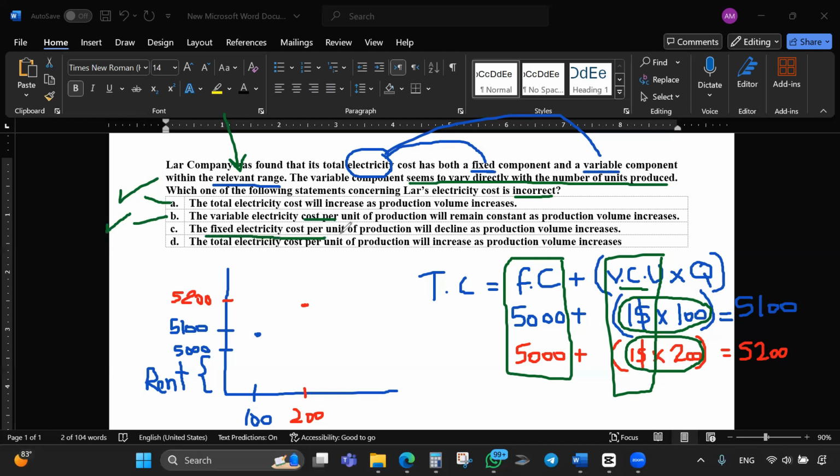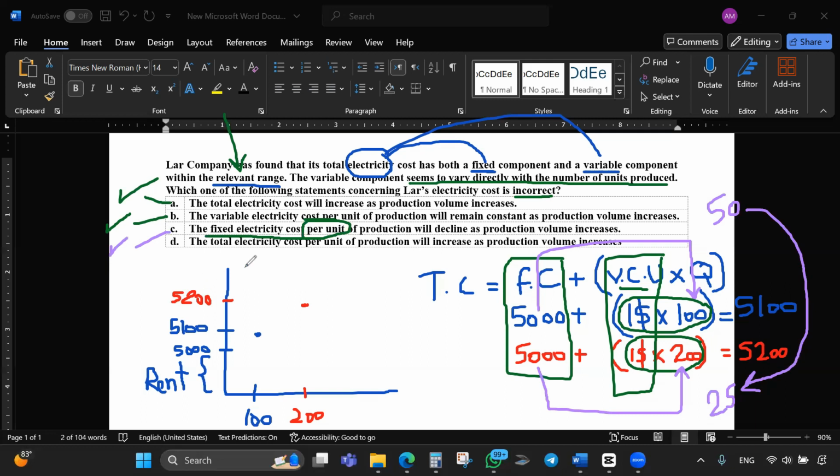Fixed cost per unit. This is a tricky point. Let's divide 5,000 by 100 units. The cost will be 50 per unit. But if you divide 5,000 by 200 units, the cost will be 25, which means fixed cost per unit decreases from 50 to 25 as you increased your production from 100 units to 200 units, which is a correct sentence too.